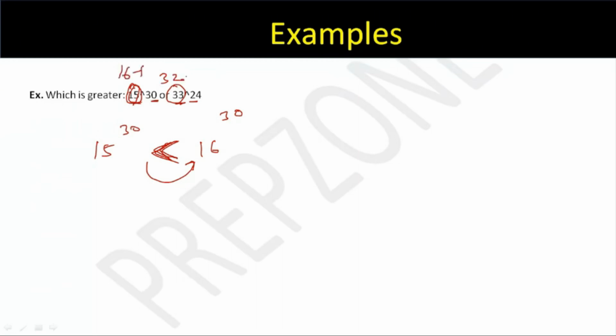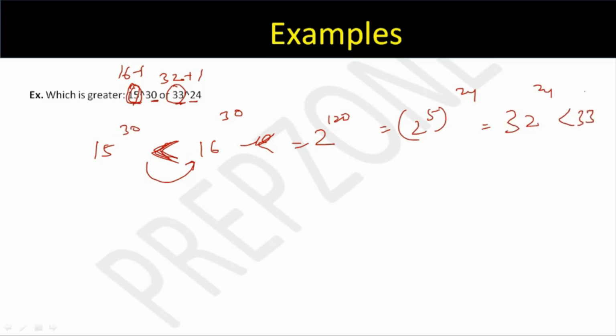Good. That's what I was asking. 33 is 32 plus 1 and 15 is 16 minus 1. So from here I get a hint that these two numbers are close to something in a power of 2. Hence I'll make it in this format and say this is 2 to the power 120. Then this is 2 to the power 5 to the power 24, which is 32 to the power 24, which is less than 33 to the power 24. So it is solved like this, right? Yes sir, exactly. Good. Everyone clear?